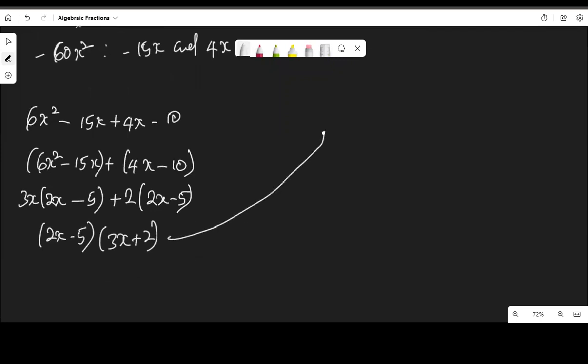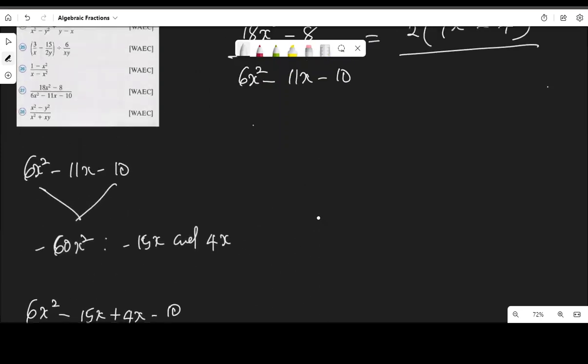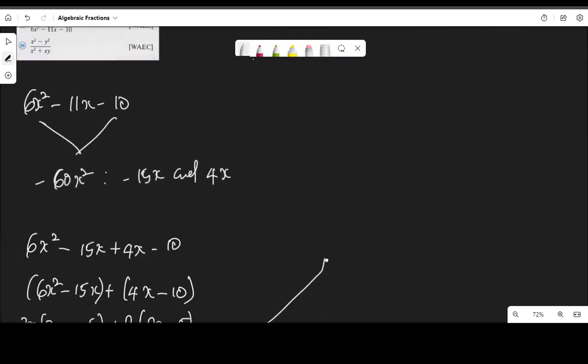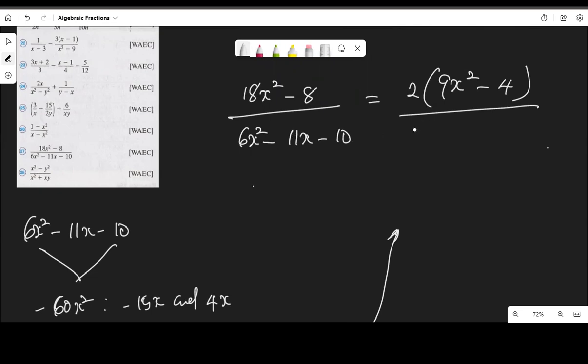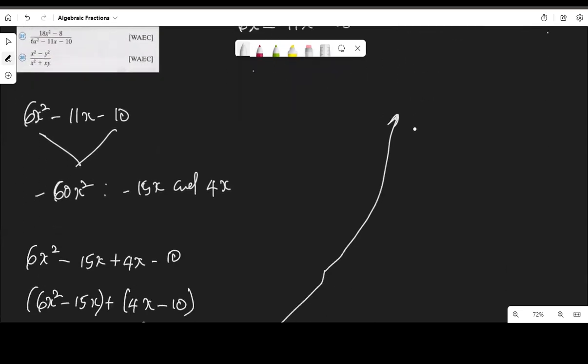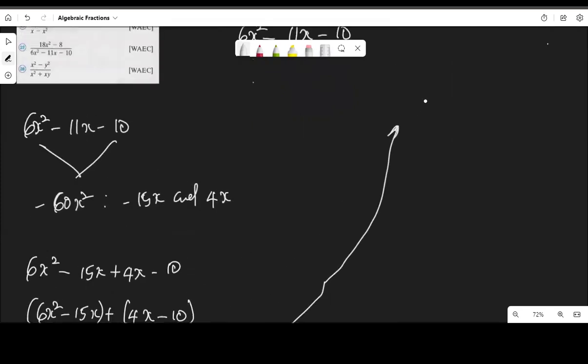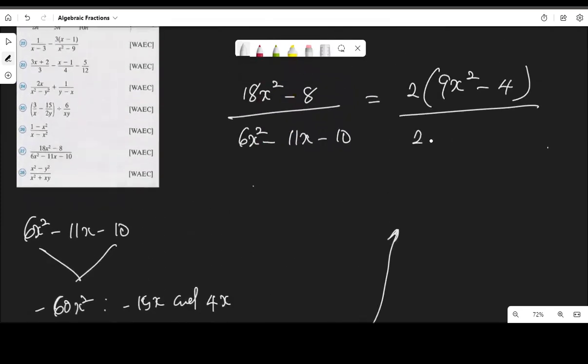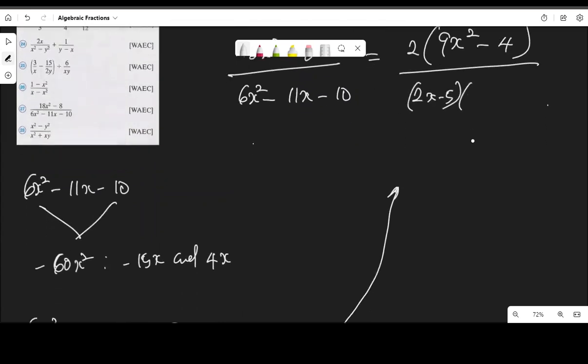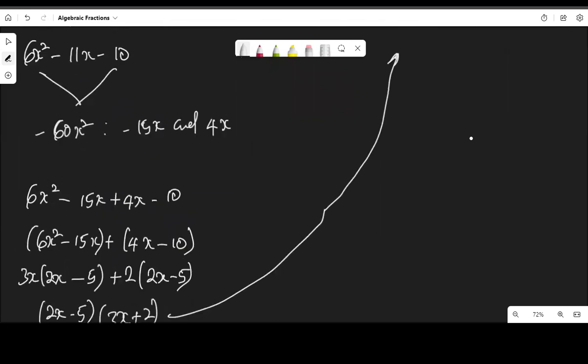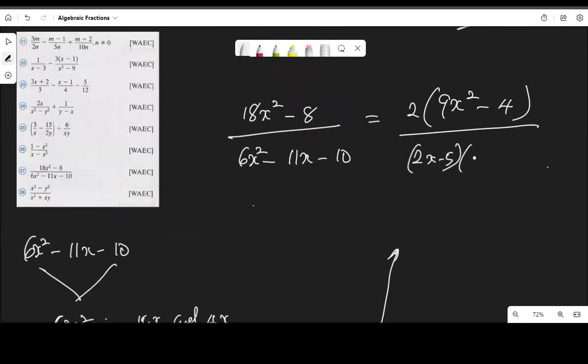Now that I have the denominator in factorized form, I'm going to replace it in my fraction. What were the factors? 2s minus 5 and 3s plus 2.